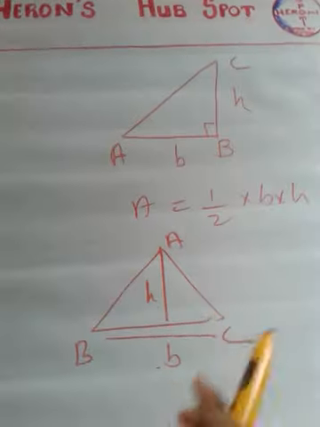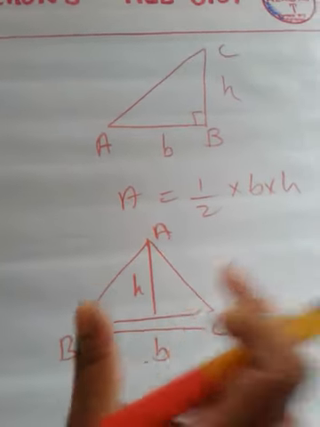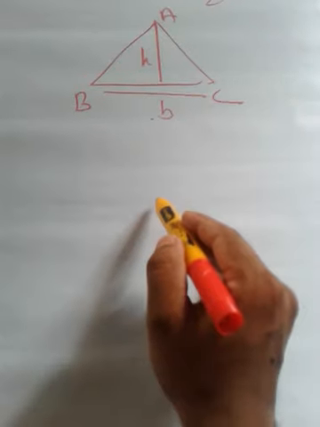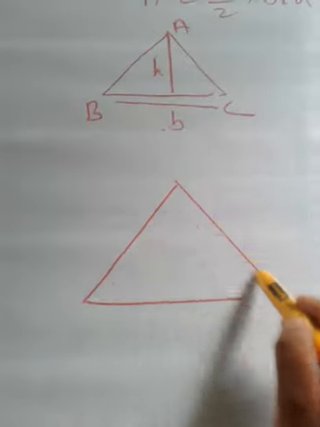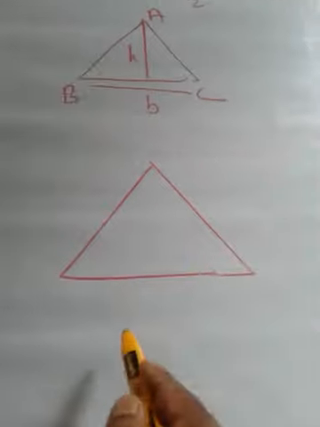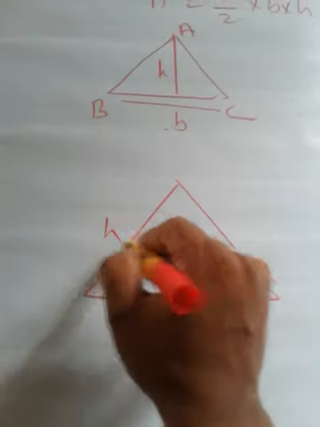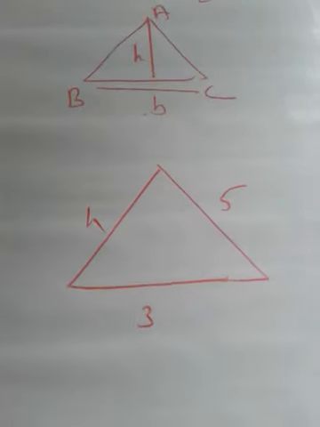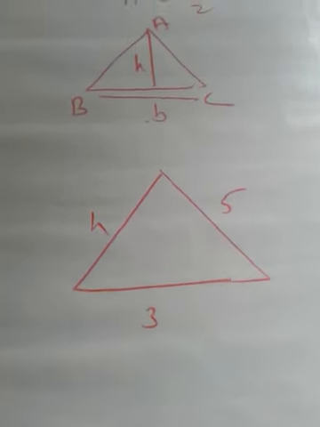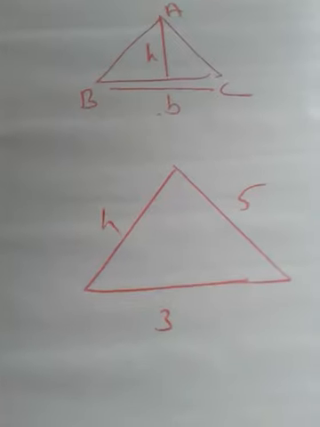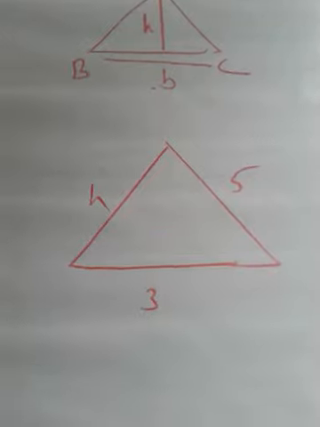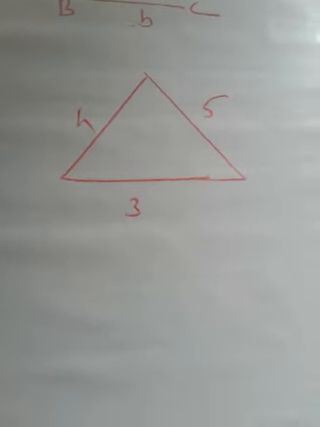In these two cases we can easily use this formula because base and height are there. Suppose you are facing a situation like this: a triangle where this side is given, this side is given, and this side is given, let it be 3 centimeter, 4 centimeter, 5 centimeter. Can you use the half into b into h formula here? Base is given but height is not there. Since the height is not there, we cannot use half into b into h, so we have to choose Heron's formula here.